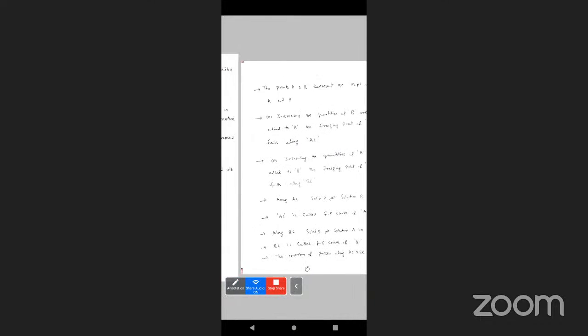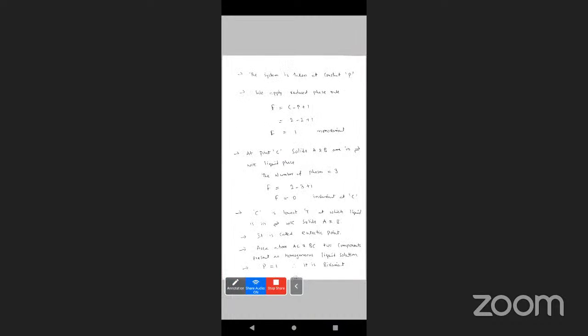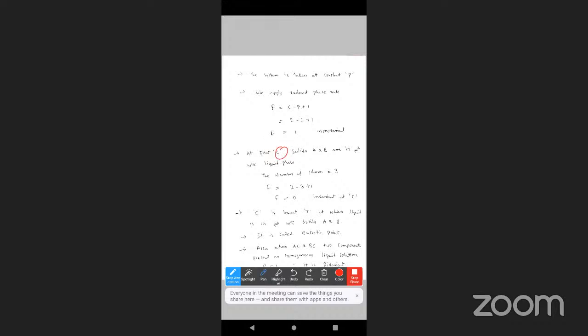Now look at the point C. As I said earlier, it is the eutectic point. At this point C, the solids A and B are in equilibrium with the liquid phase. So how many phases are there? 3 phases.